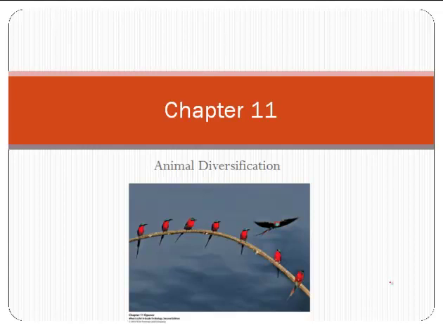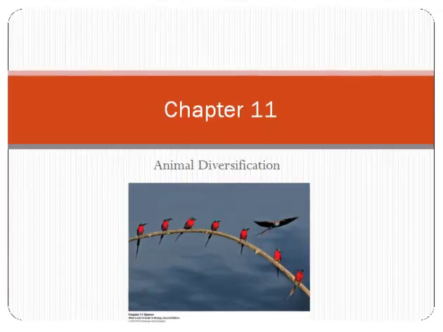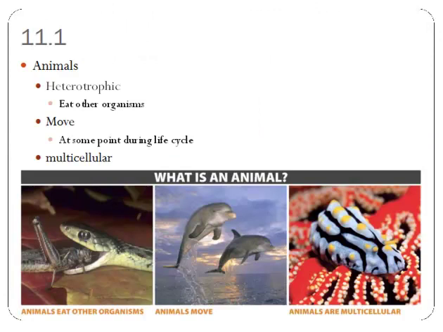So Chapter 11 discusses animal diversification, and we'll start, like we've been doing with most chapters, looking at a basic definition of what you need to have as far as characteristics go to be grouped in an animal category. So first of all, animals are heterotrophic, which means they eat other organisms. Remember, troph is to eat something, so being heterotrophic means you literally eat others. Hetero is others, trophic is to eat, so they eat others.